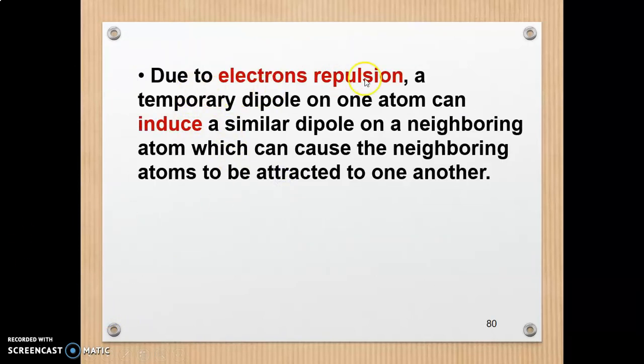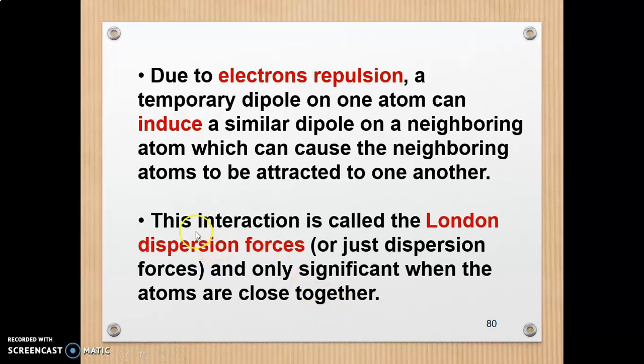Due to electron repulsion, a temporary dipole on one atom can induce a similar dipole on a neighboring atom, which can cause the neighboring atoms to be attracted to one another. This interaction is called the London dispersion forces, or just dispersion forces, and is only significant when the atoms are close together.